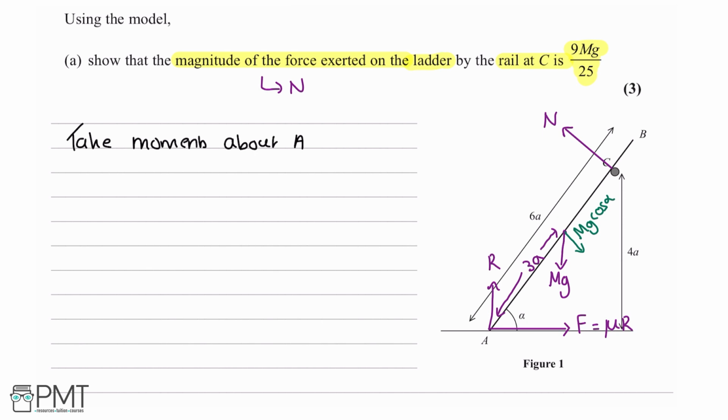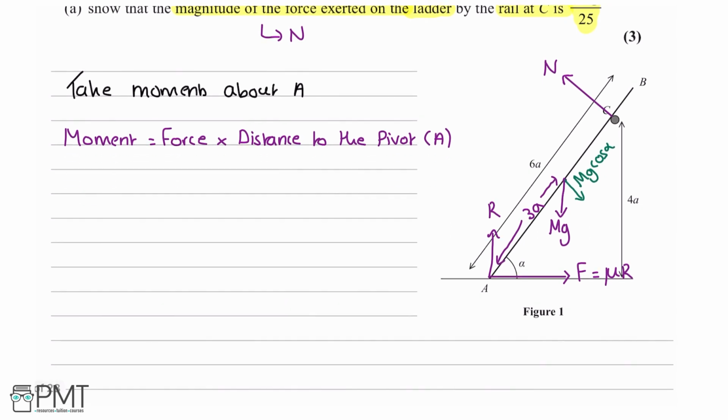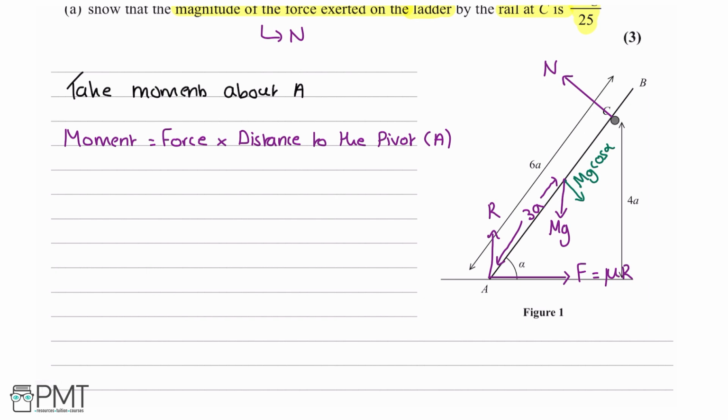So now we know we need to deal with moments. What we just need to do first is write out our formula for a moment, okay? So what I'm going to say is a moment is a force times the distance to the pivot, all right? And in this case, the pivot for us is A, all right? So what I'm going to do now is I'm going to say that the anti-clockwise moment equals our clockwise moment, like that, okay?